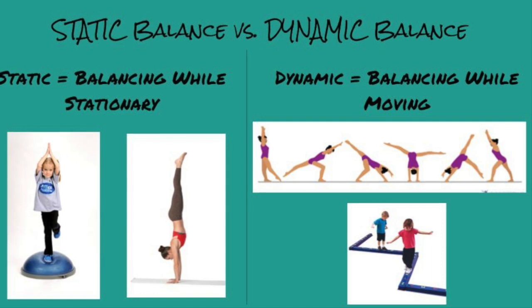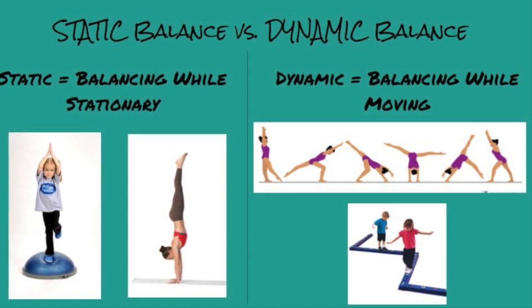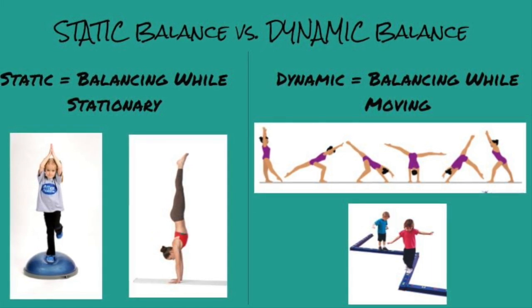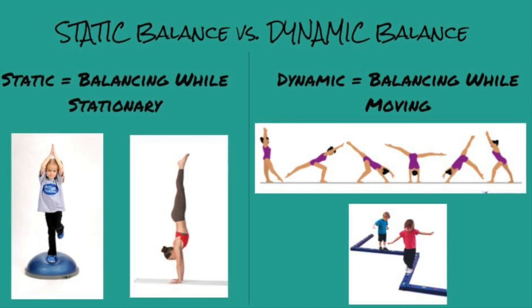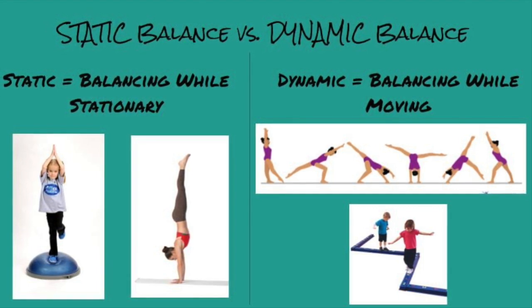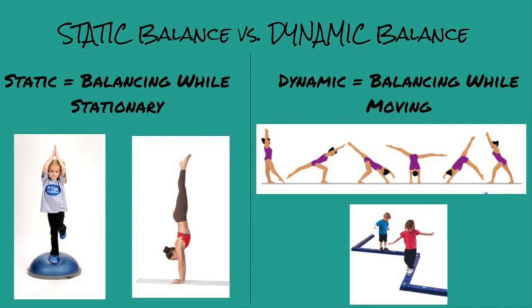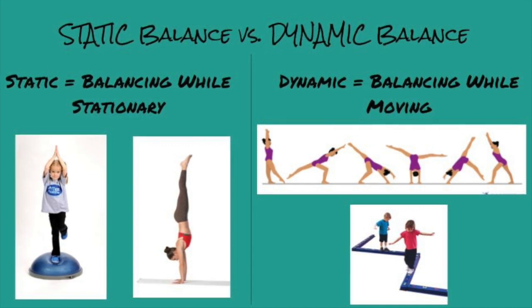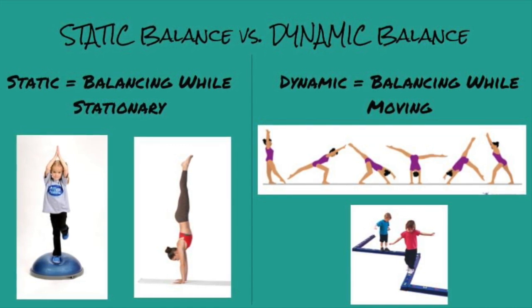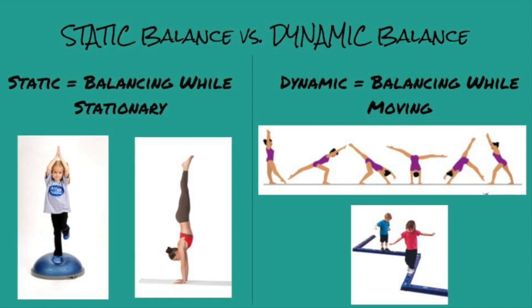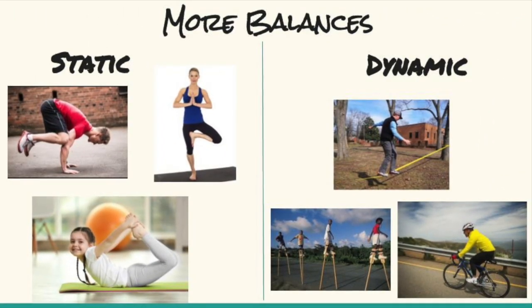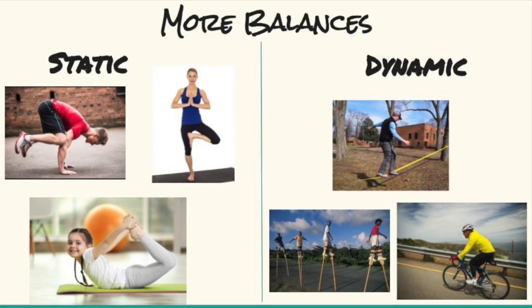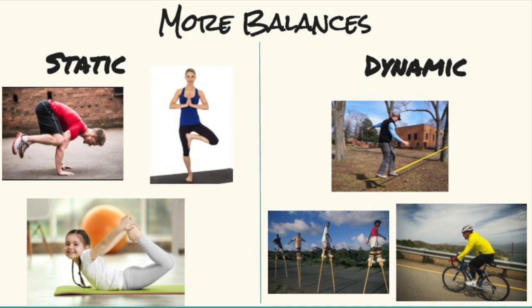Now let's talk about 2 different types of balance: static and dynamic. Static is when you're balancing and you're still. You're holding that balance. Take a look at those 2 pictures. Dynamic is when you are balancing and moving at the same time. Here are some more examples of static and dynamic balances.